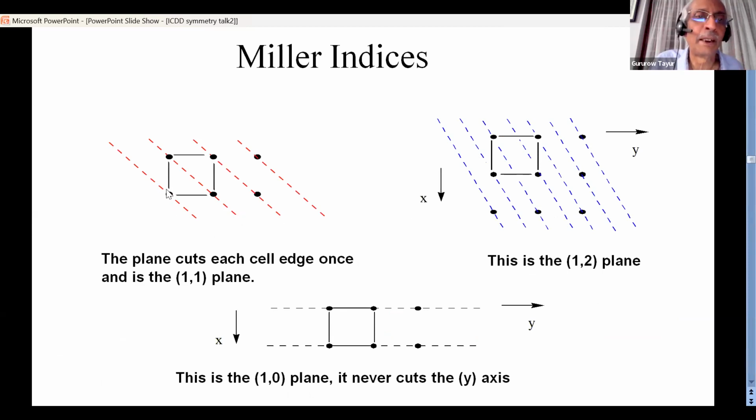If we have a 1-1 plane, we have this as the A-axis, this as the B-axis. You see that the 1-1 plane is the one which is the diagonal. It passes through like this. So this is a set of parallel 1-1 planes. On the other hand, if you want the 1-2, you see that there is a halfway point up here, and this now represents the 1-2 plane. And the 1-0 plane is the one which never cuts the y-axis, as is demonstrated here.